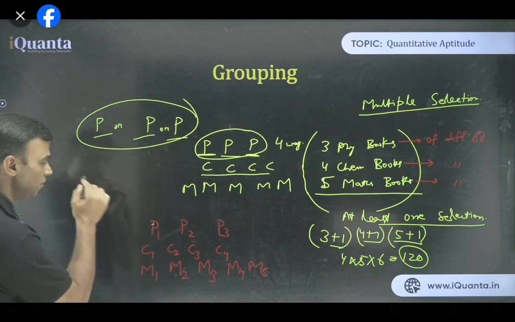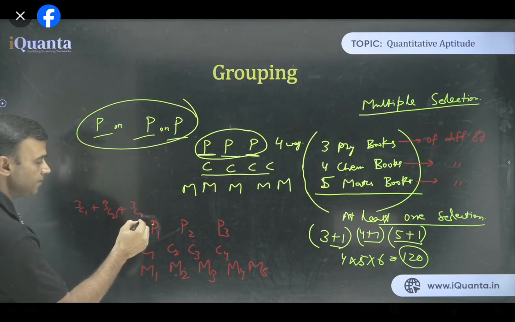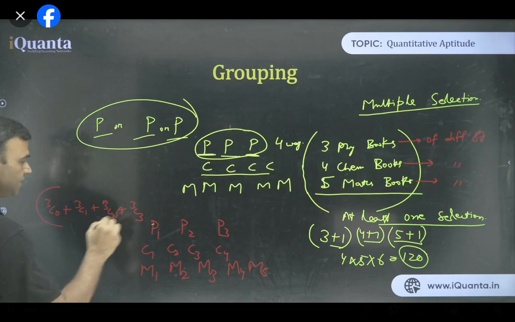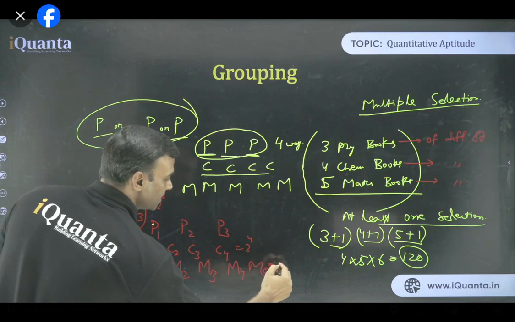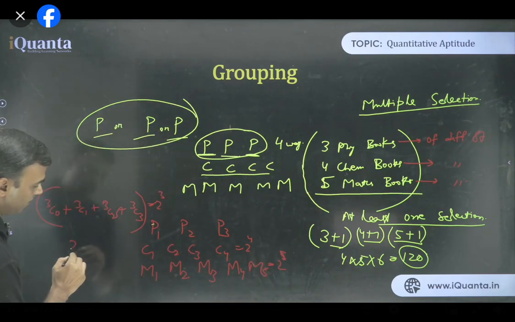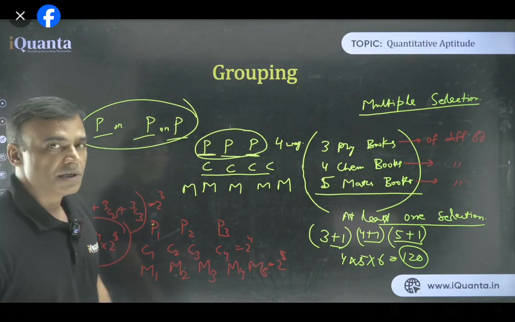Now, if you take, P1 is a different possibility, P2 is a different possibility, P3 is a different possibility. So here you take 3C1 plus 3C2 plus 3C3 plus 3C0, right? And this is 2 to the power 3. Similarly, in this one also it is 2 to the power 4. In this one also it is 2 to the power 5. And then on the whole, it is 2 to the power 3 into 2 to the power 4 into 2 to the power 5. This will be the total number of possibilities.